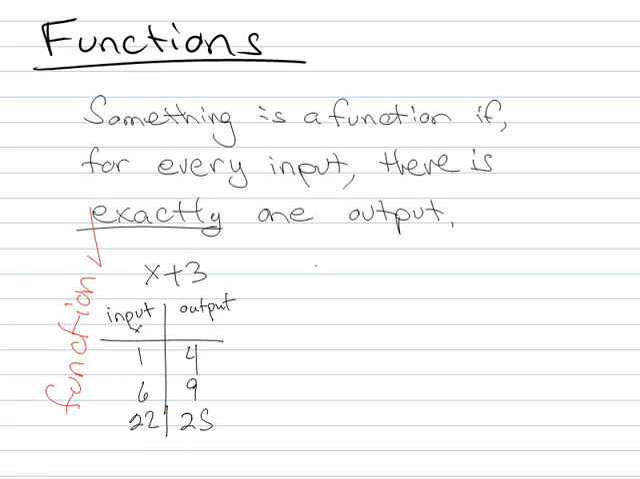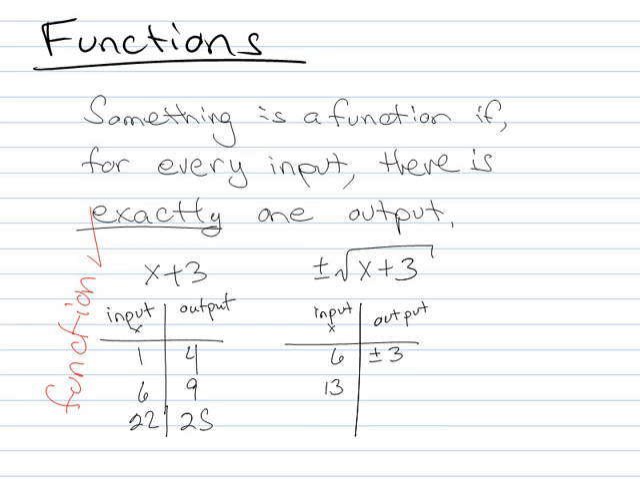Now something like this, plus or minus the square root of x plus 3. Now we've seen stuff kind of like this, plus or minus square roots. Now look what happens here though. Say I give it an input of 6. It gives me an output of plus or minus the square root of 9, plus or minus 3. If I give it an input of 13, it gives me an output of plus or minus 4.